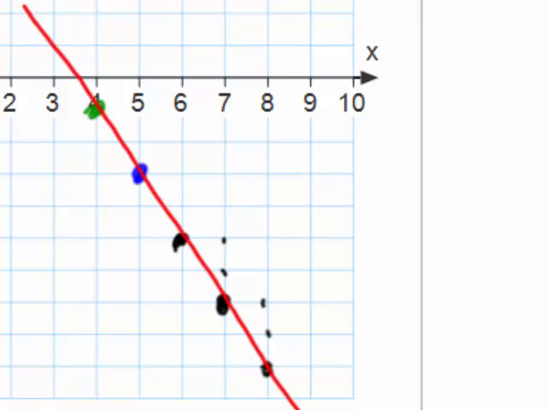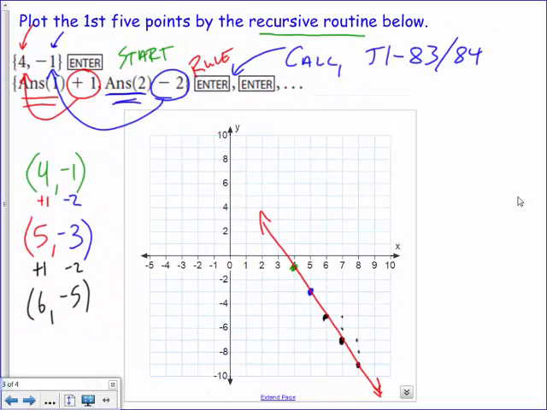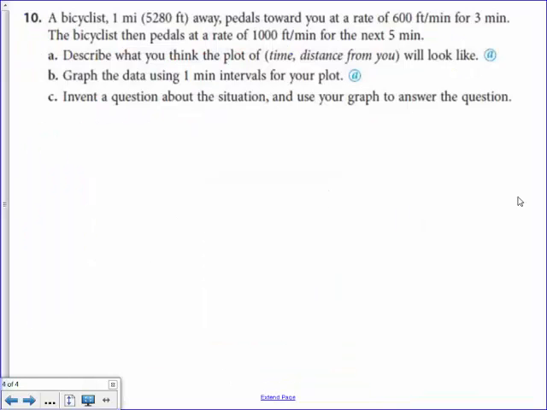If I were to connect these dots, it would make a straight line. So you don't have to draw that line in there, but just take a look at why it's making a straight line, because it has a constant rate of change, right? It's adding by 1 on the x, subtracting by 2 on the y. That's why we say it's a constant rate of change.